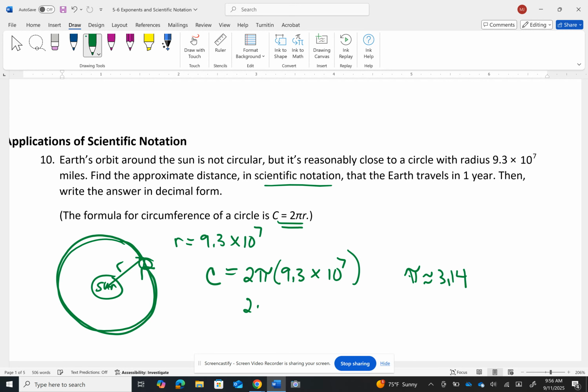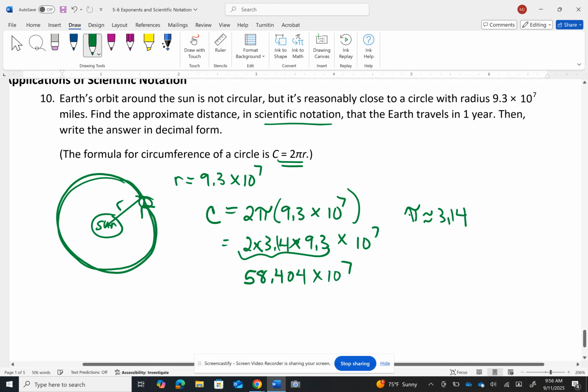So we have 2 times 3.14 times 9.3 times 10 to the 7th power. So let's multiply these all together. So I'm taking 2 times 3.14 times 9.3, and that gives me 558.404. Now it wants the final answer first in scientific notation and then in decimal form. So this number isn't in either one.